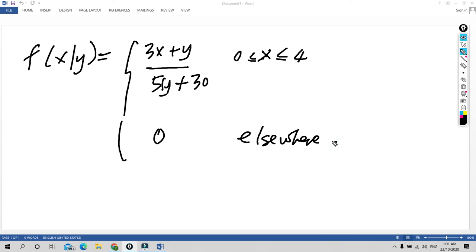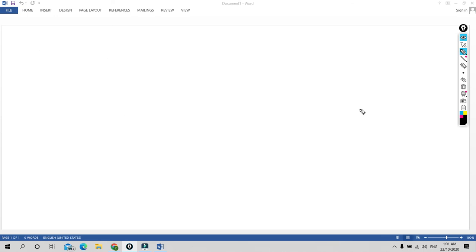Now, let's say I want to find the last one. I want to find the conditional of y given x. So f(y given x) is equal to f(x,y) divided by f sub 1 of x.